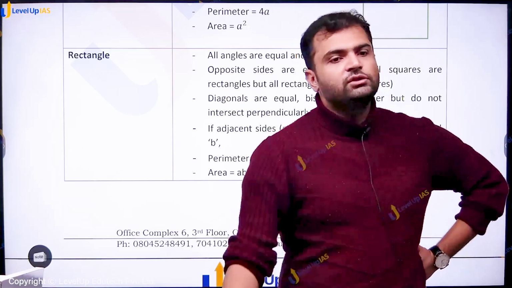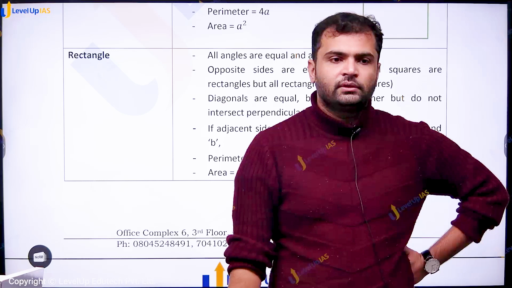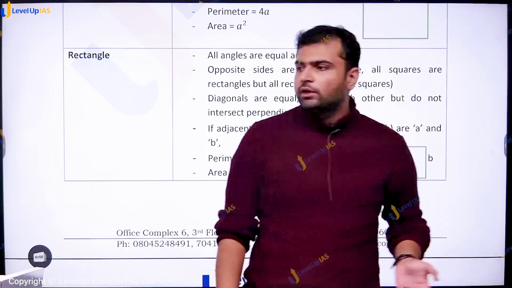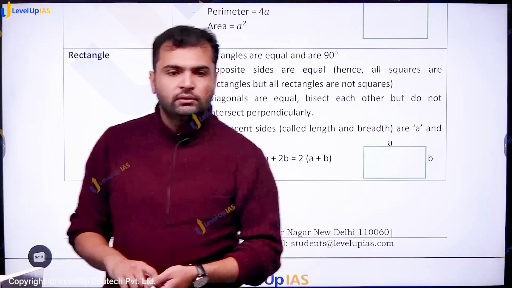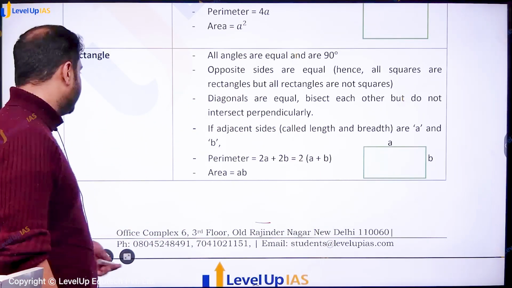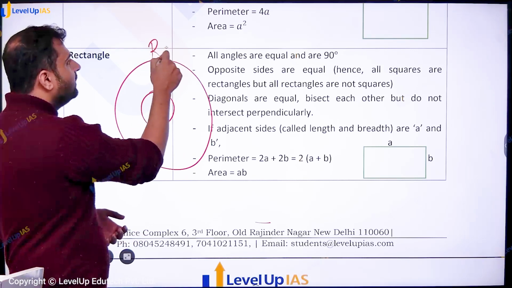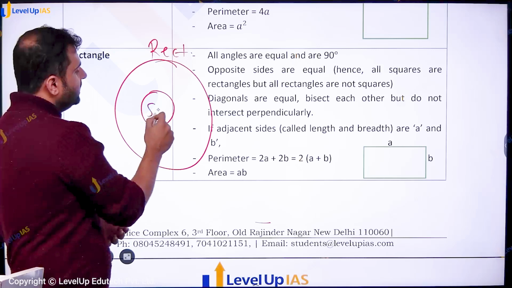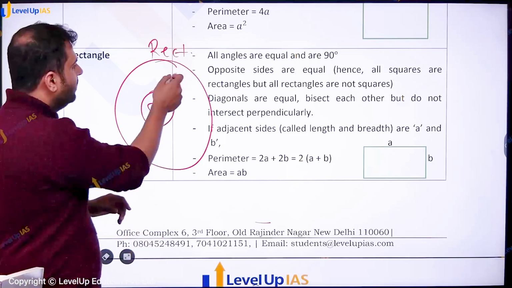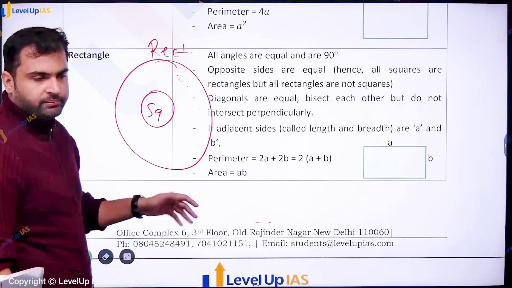But opposite is not true, that all rectangles are not squares. Because in rectangle you can have two sides as different, but for square you need all the sides to be equal. So if you want to understand by Venn diagram, these are all the rectangles and inside there is square. So every square is inside rectangle. So every square would be rectangle, but there would be some rectangles which are not square. Okay.